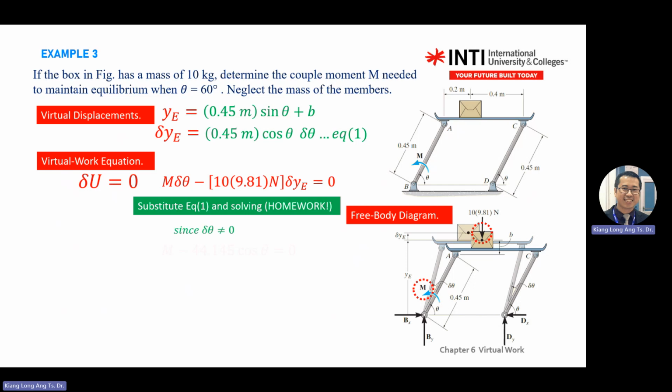Right? You solve, substitute this one in, then you know that delta theta cannot be 0. If you put this one here, you have delta theta here, delta theta here. You factor out the delta theta. You know that the change of angle cannot be 0, so the other part of the equation will be 0. Understand? So you're solving a linear equation, then you find the moment.